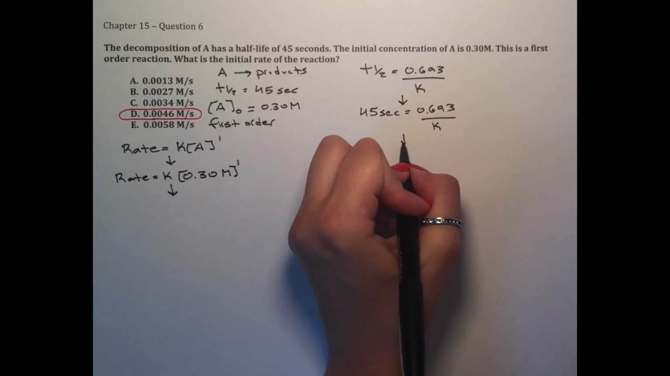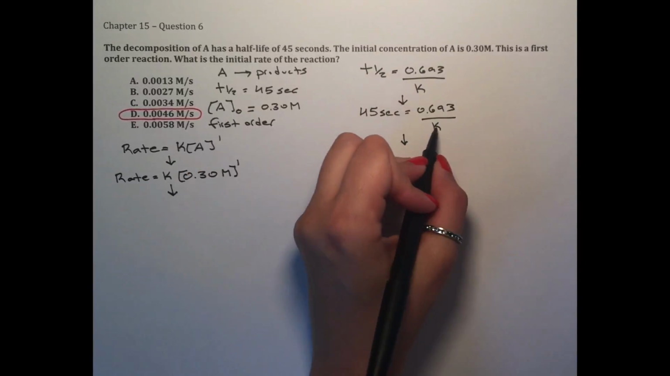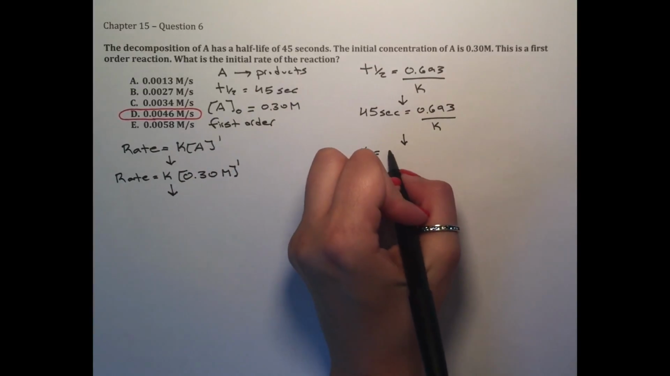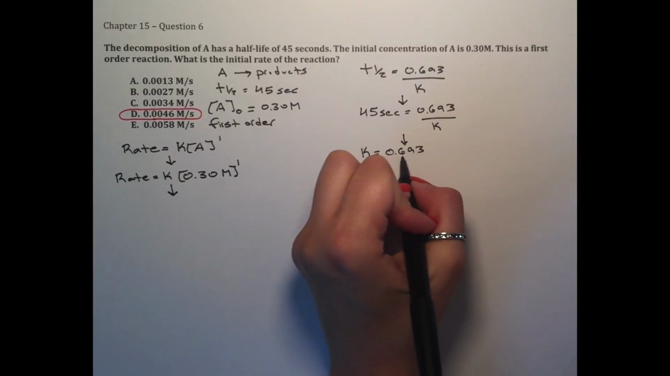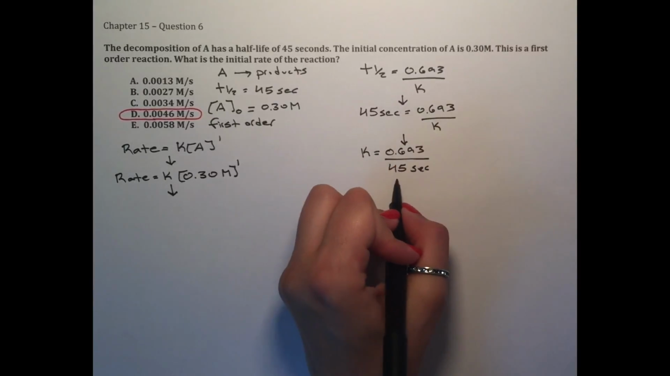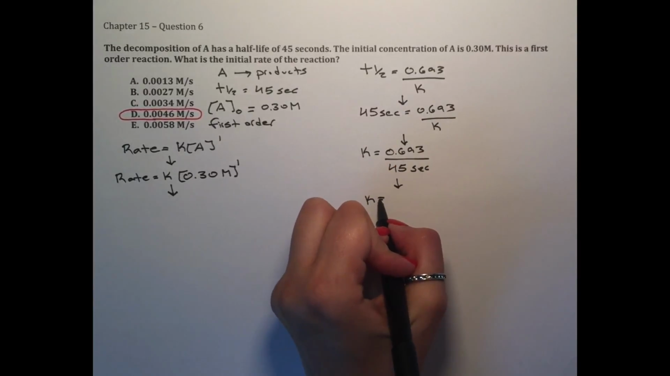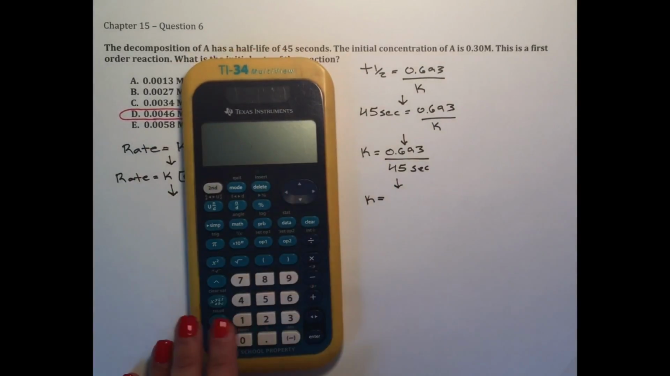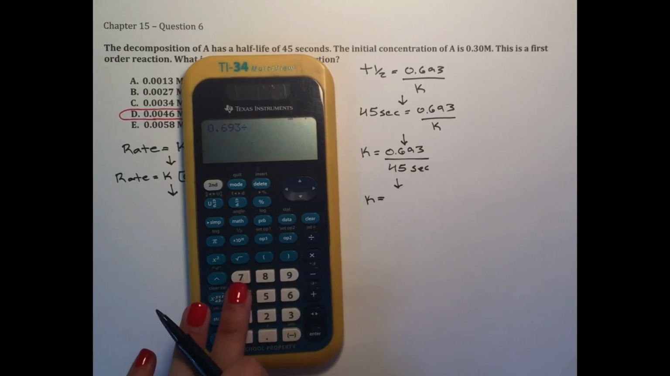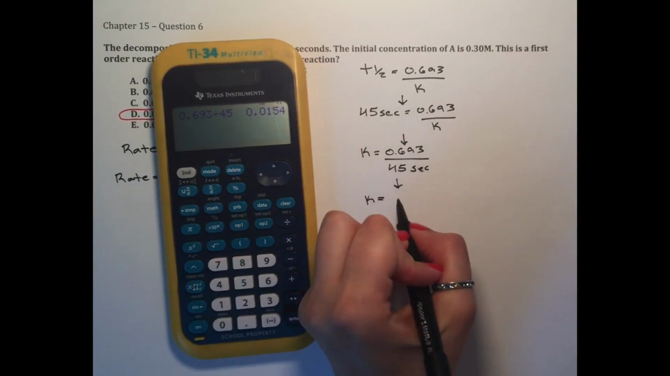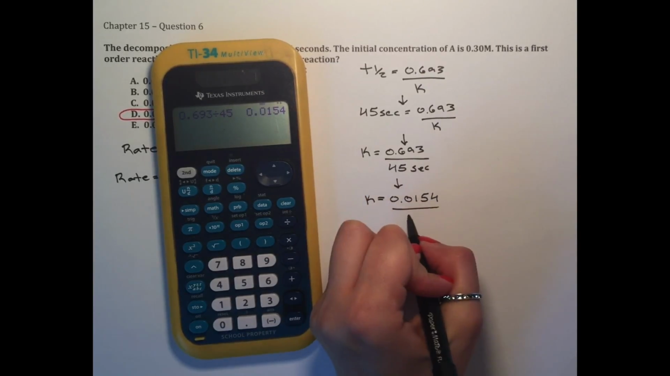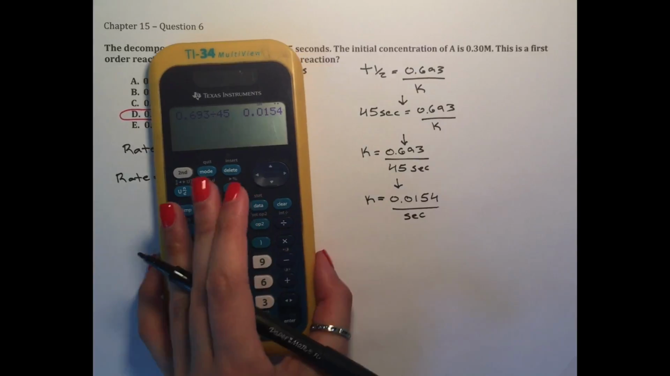So we were told that T1/2 is 45 seconds, so now let's just switch this equation around and solve for k. Multiply k to this side of the equation, divide by 45, and don't forget about our units. So solving for k, we find we have 0.693 divided by 45 seconds gives us 0.0154 per second for k.